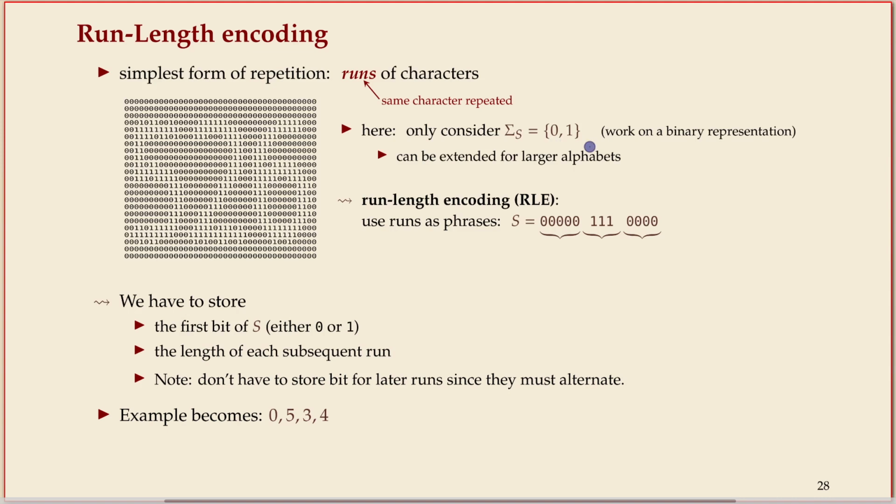That's what I said earlier, where binary is nice. If you had one run of zeros, it will be followed by ones. For general alphabets, you would have to store the new character on top of that. That's the only change. So our example from before would then be 0, because we start with a 0 bit. And then the lengths of the runs are 5, 3, and 4. And that's enough to reconstruct that source text.